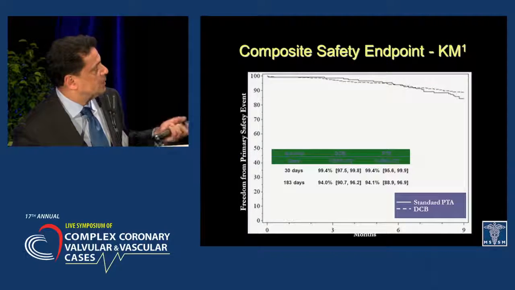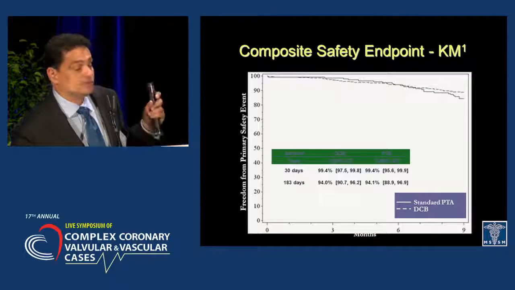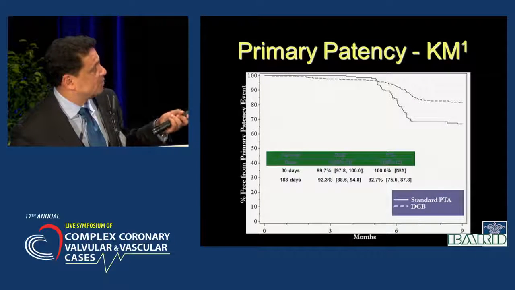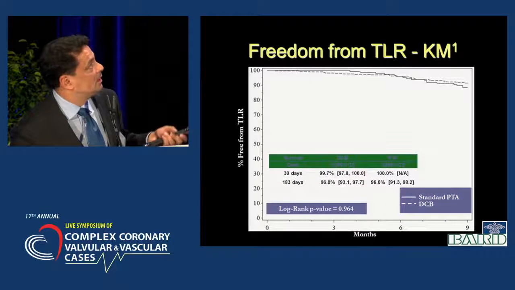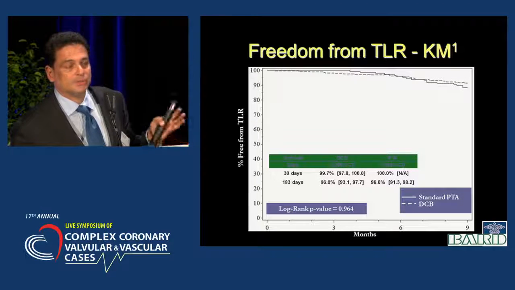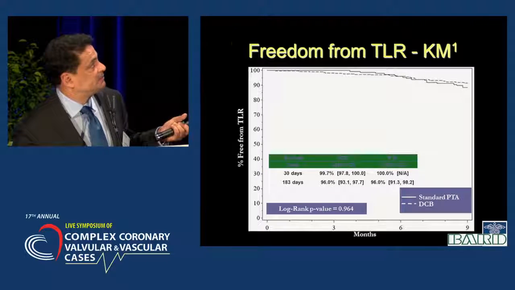12-month follow-up. And what they found was they basically reduced the composite safety. It was a safe drug to use. Second, they also had an increased primary patency compared to regular balloon. And they also had freedom from TLR. Exciting stuff. Because this disease is very, very prevalent and is very, very symptomatic for these patients.